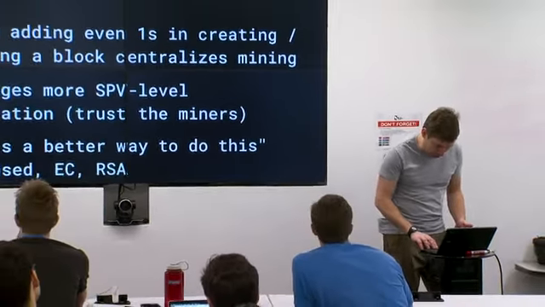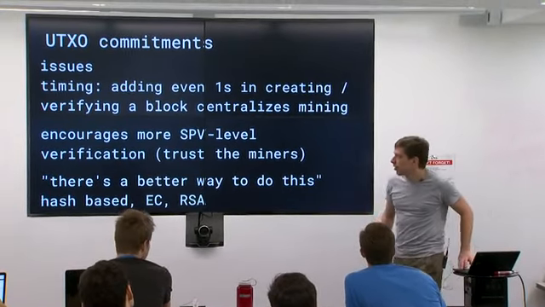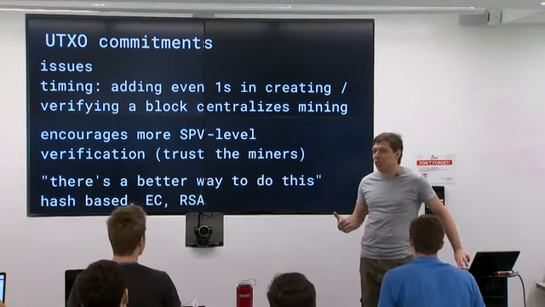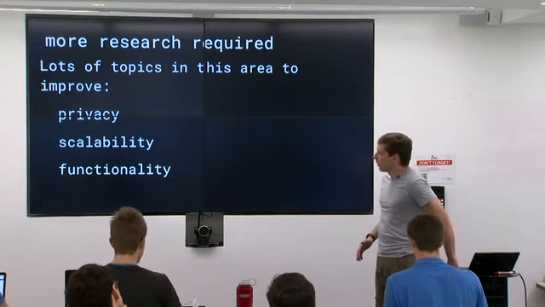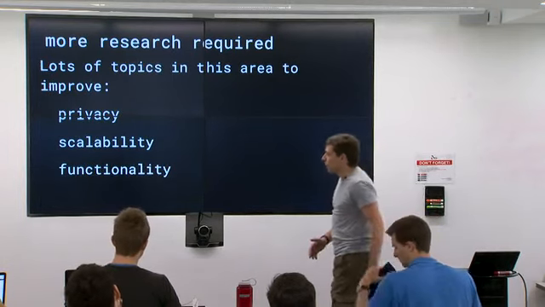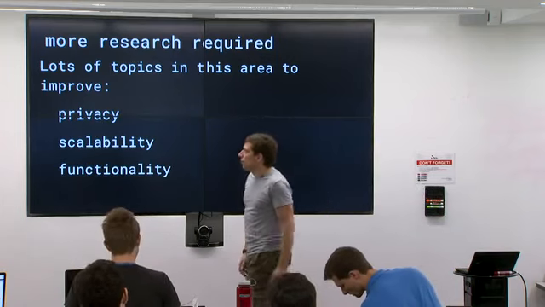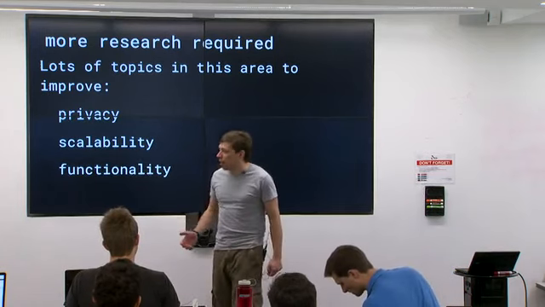So these are some of the things, and I think that's it for today, right? I was going to talk about covenants, but that's another story. So these are some of the current research issues in Bitcoin, blockchain, cryptocurrency. There's lots of other topics. These are some of the big ones I'm aware of and that I know people working on. But yeah, there's lots of ways to improve privacy, scalability, functionality.